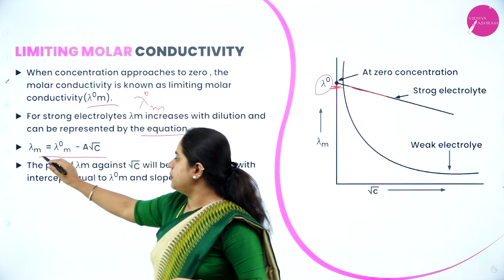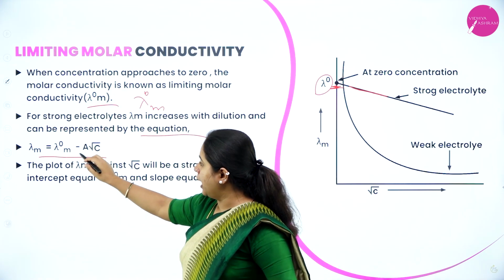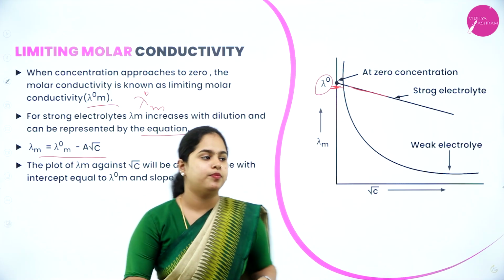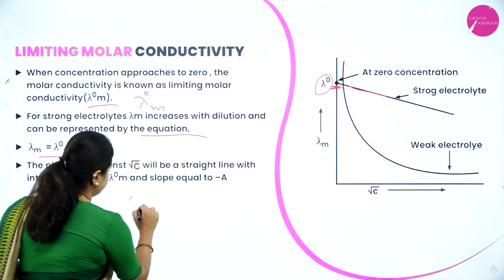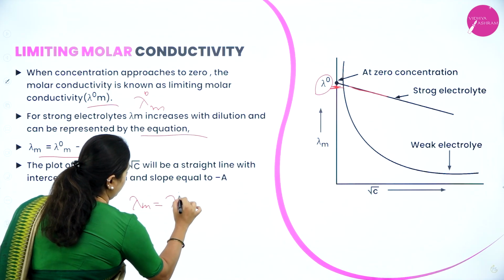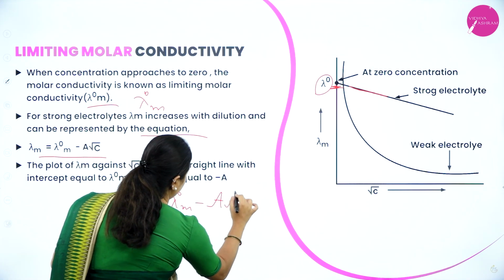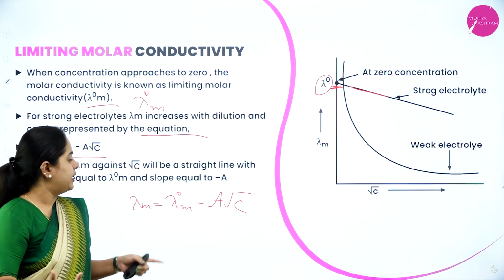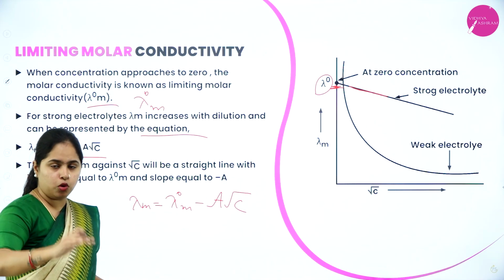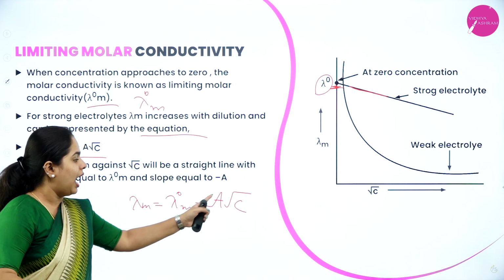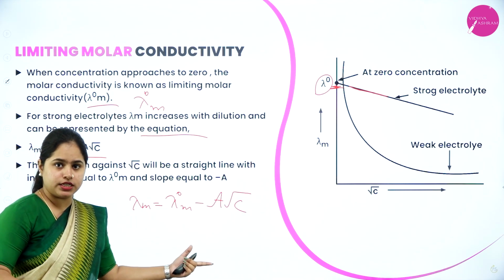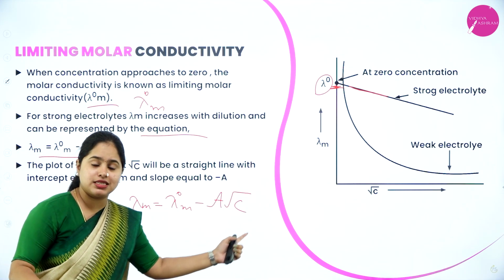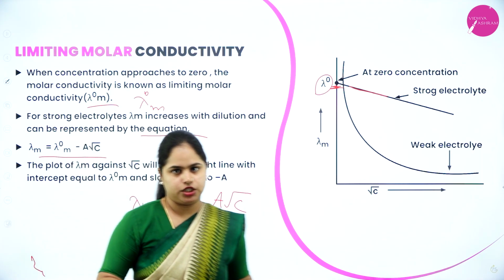That is, lambda m is equal to lambda naught m minus a root c. Okay, lambda m is equal to lambda naught m minus a root c. So, lambda m is the molar conductivity. Lambda naught m is the limiting molar conductivity. A and root c. A is a constant and root c. What is the c here? It is the concentration.